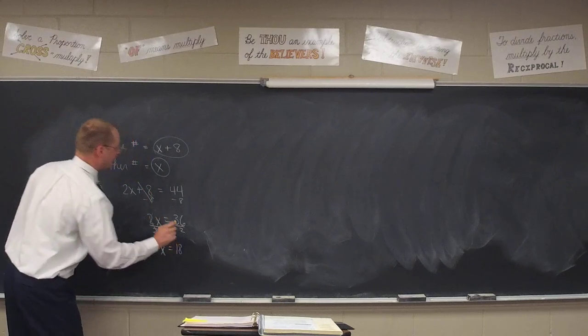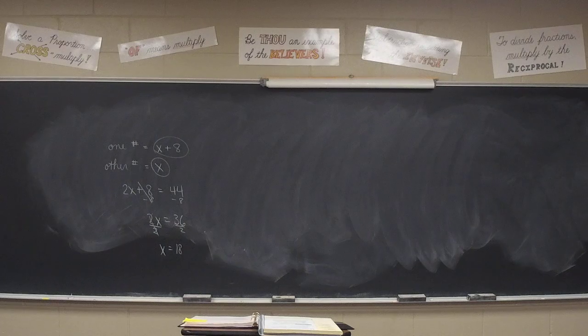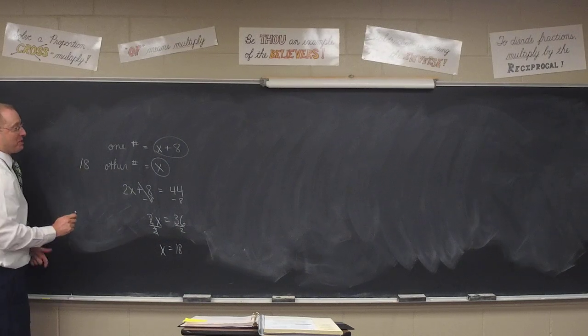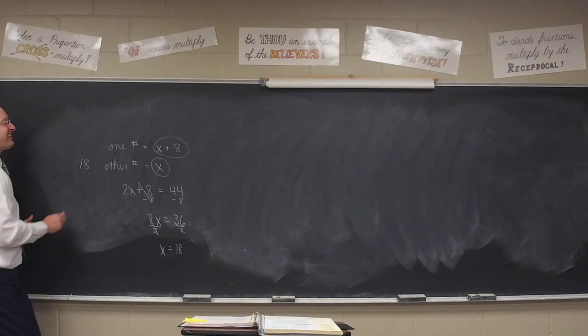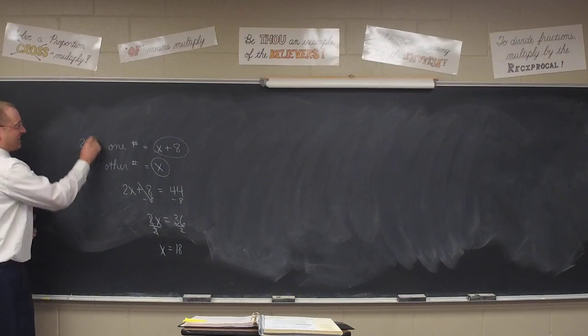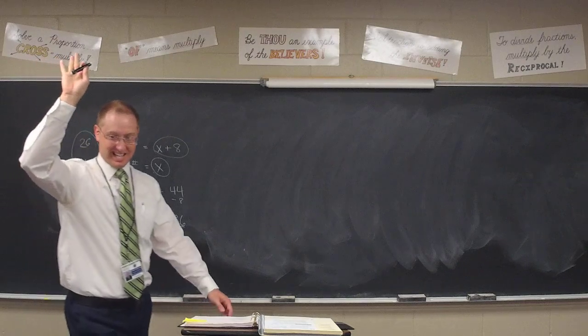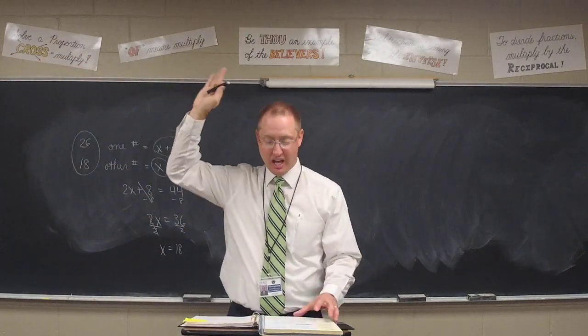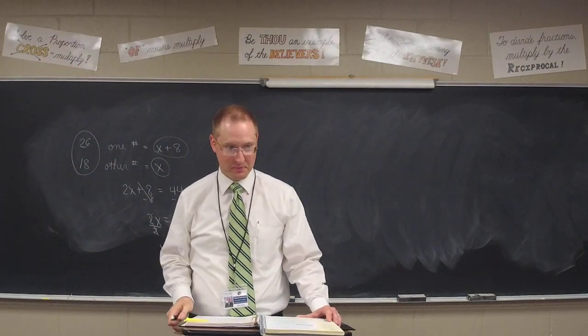Now again, if we're being really literal, class, which number is 18? The other number. So the other number is 18, which means the one number is 26, 8 more than that. And there's our two numbers. How many had 26 and 18 as your two numbers? All right, questions on those?